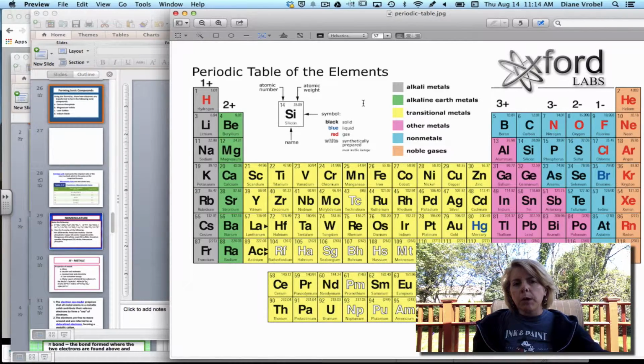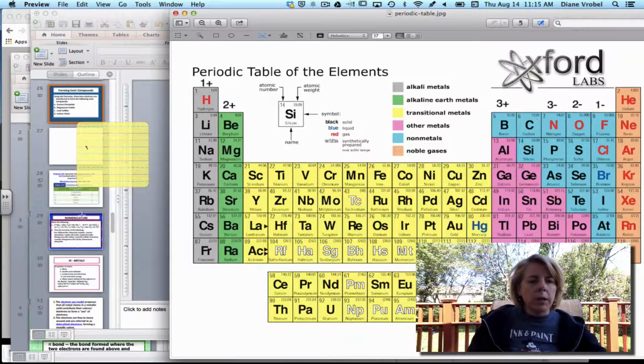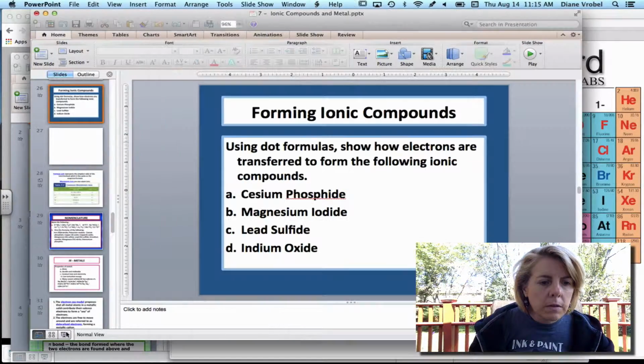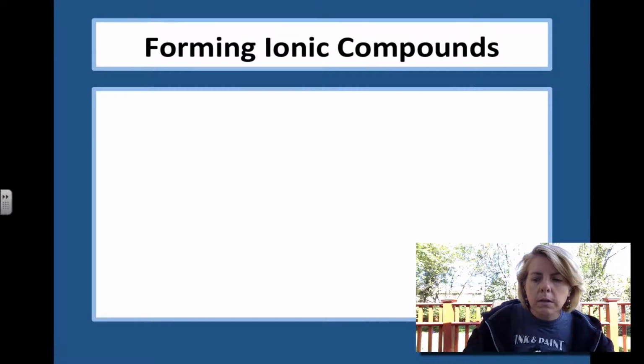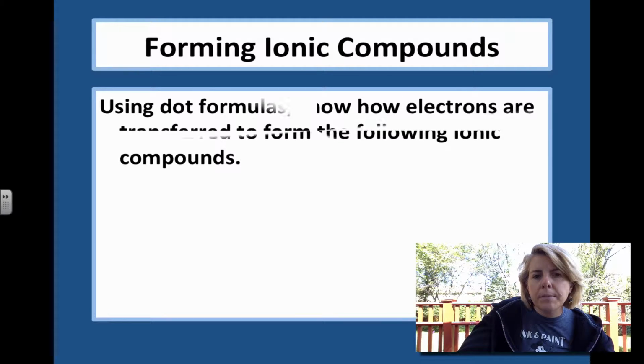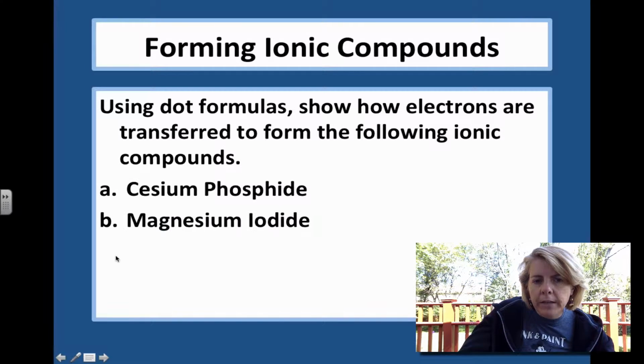Now let's look up where cesium is. Okay, cesium is in this first column, so I have a 1+ charge. And if we go over to phosphorus, phosphorus is a 3- charge. So this is what I would do. Okay, so we're going to do cesium phosphide.